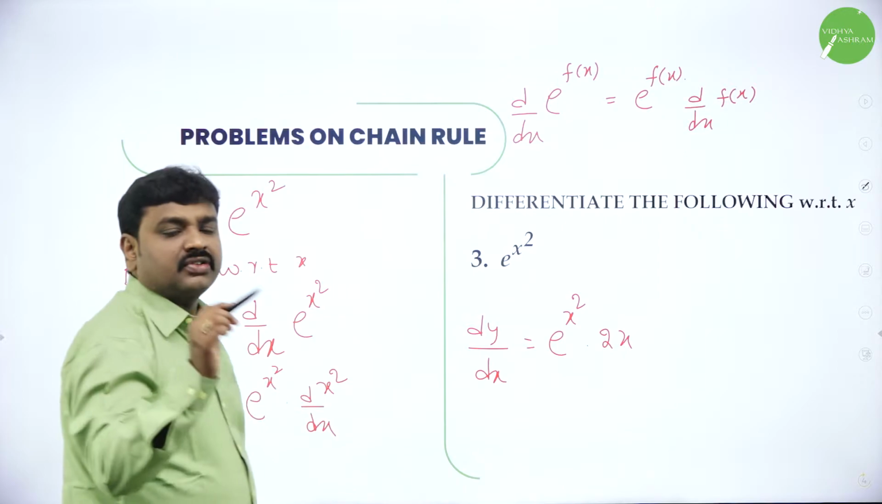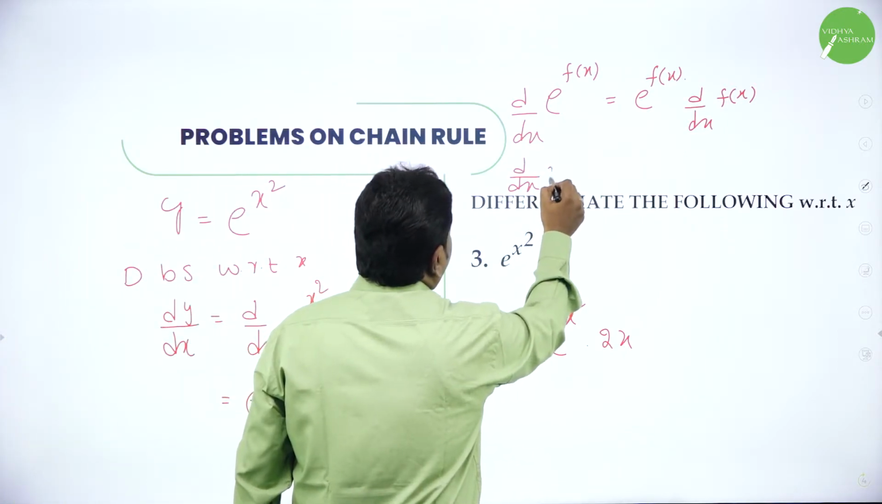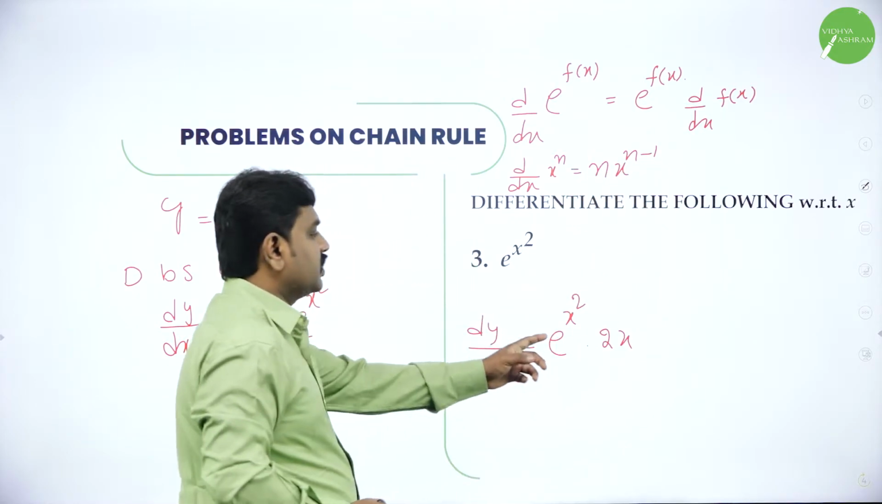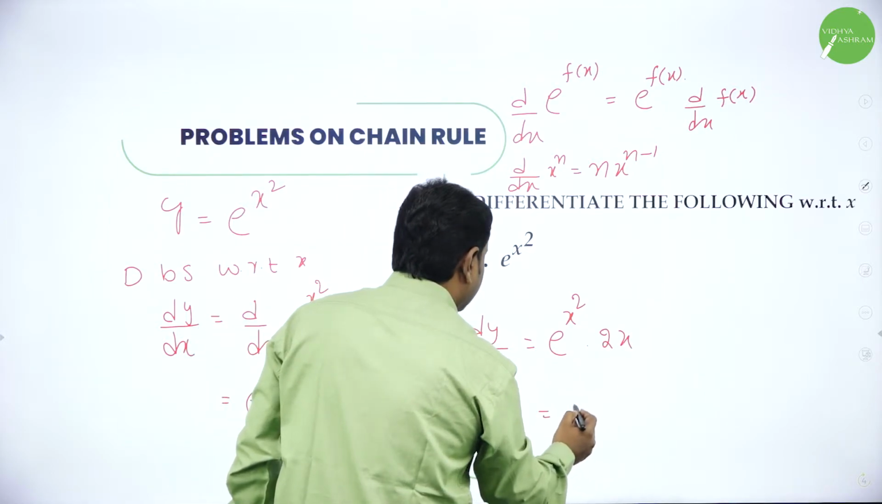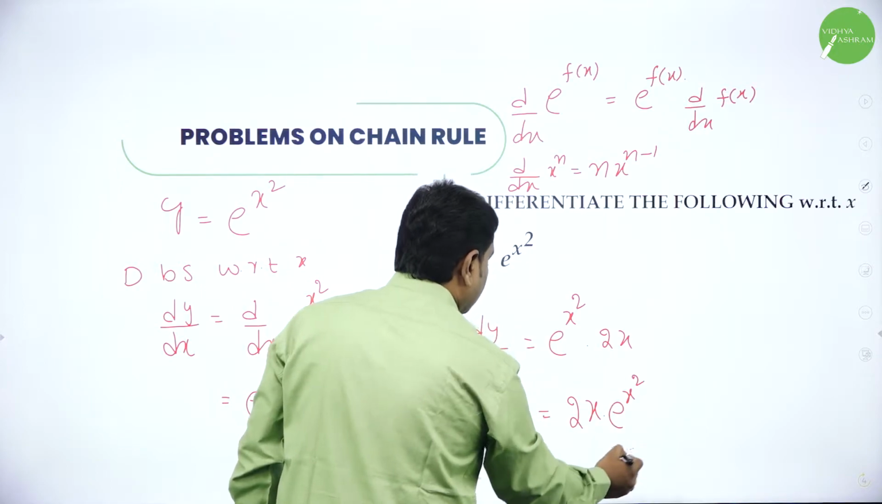All of you know d by dx of x power n. What is d by dx of x power n? d by dx of x power n is n into x power n minus 1. So d by dx of x square is 2 into x power 2 minus 1, that is x power 1. So finally e power x square into 2x, or you can rearrange it as 2x into e power x square. This is the value of dy by dx.